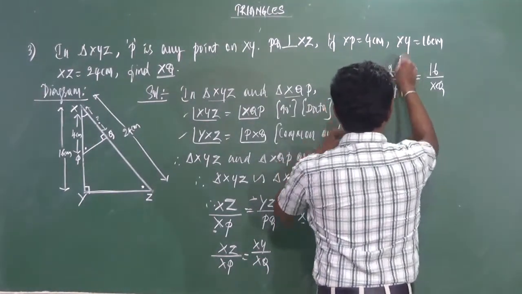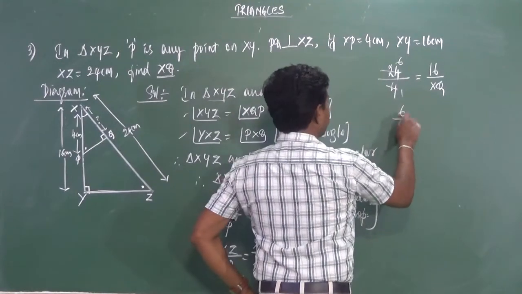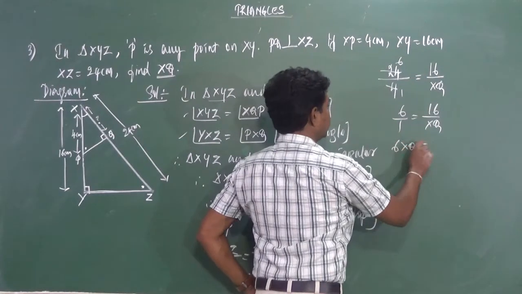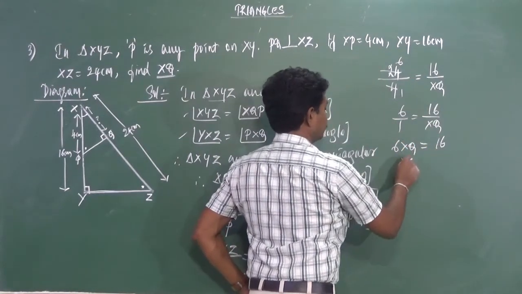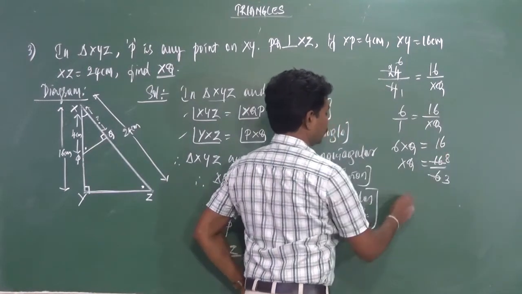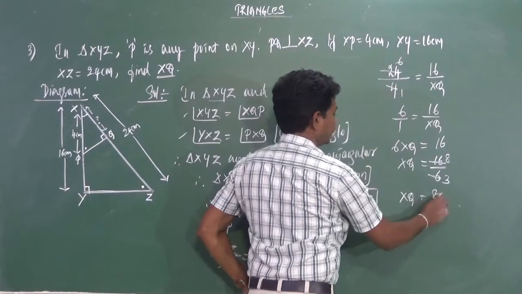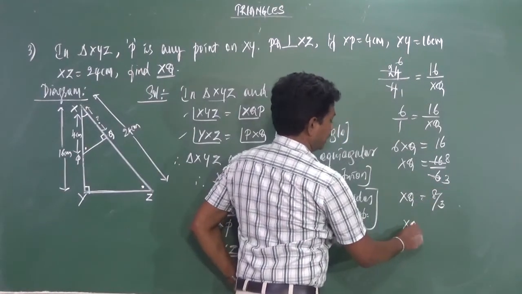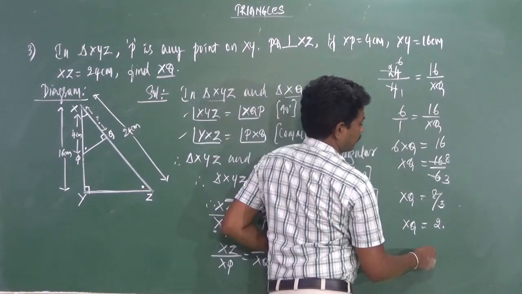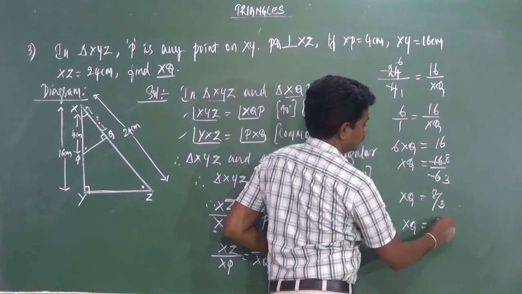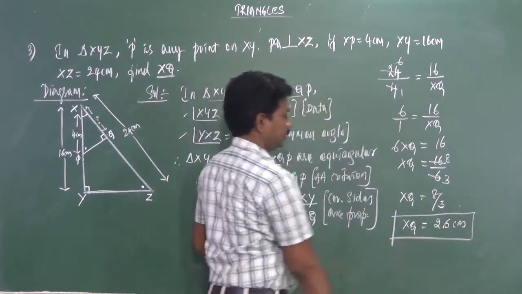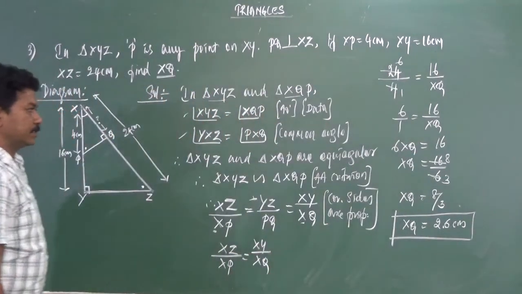So 6 by 1 is equal to 16 by XQ. So 6XQ is equal to 16, so XQ is equal to 16 by 6. 2 3s are 6, 2 8s go, so XQ is equal to 8 by 3. When you divide 8 by 3, 3 2s are 6, point, 20, 3 6s are 18, so XQ is approximately 2.6 centimeters.